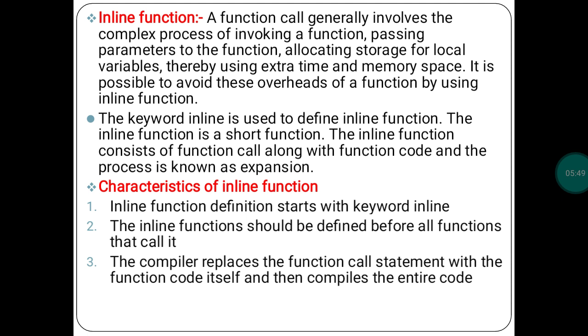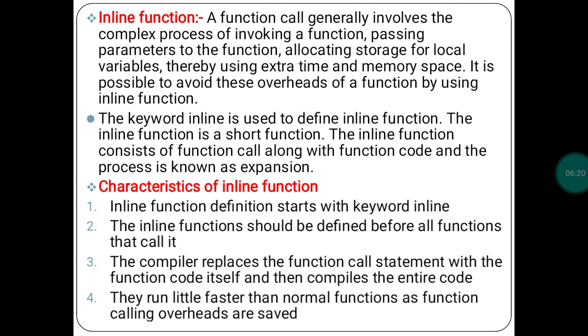Through the object, an inline function does not require a call because it has its own code. It will invoke itself only. Whatever code is there in the inline function will be executed itself only. No need to call it through the objects. They run a little faster than normal functions as the function calling overhead is saved.